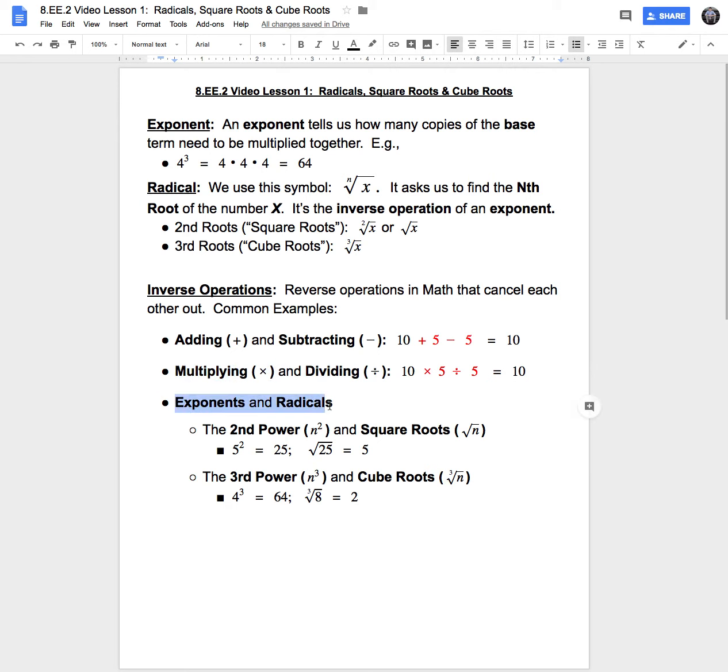Exponents and radicals are our third set of inverse operations. The second power and the square root, for example. If I were to square 5, do 5 times 5, I'd be at 25. And the square root of that, the second root of 25, would equal 5 because 5 is the number times by itself that makes 25. We see the third power and the cube root would be inverse operations. If you raised 4 to the third power, 4 times 4 times 4 would give us 64. And then if you took the third root of 64, we would figure out that the answer is 4 because 4 to the third power is what makes 64.